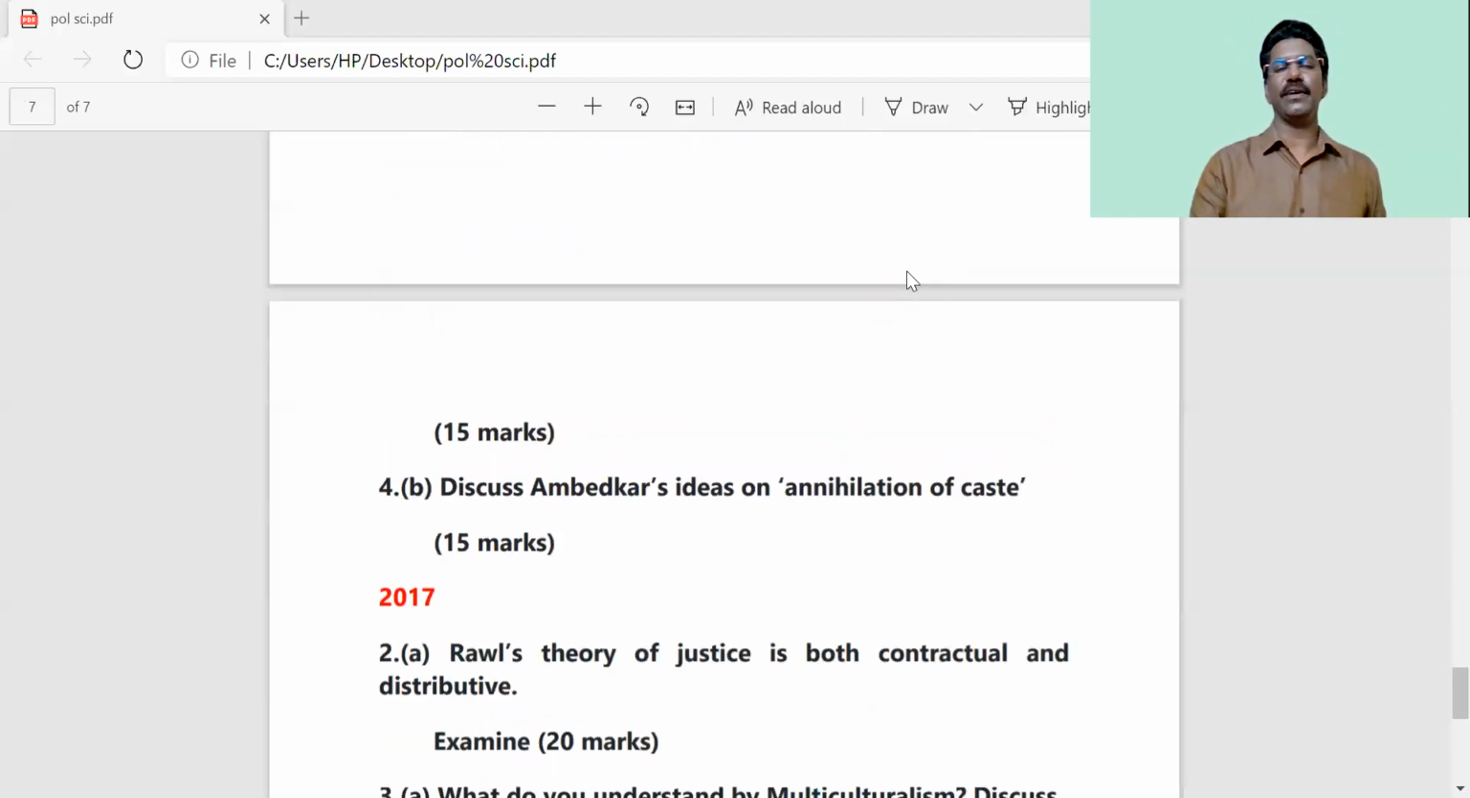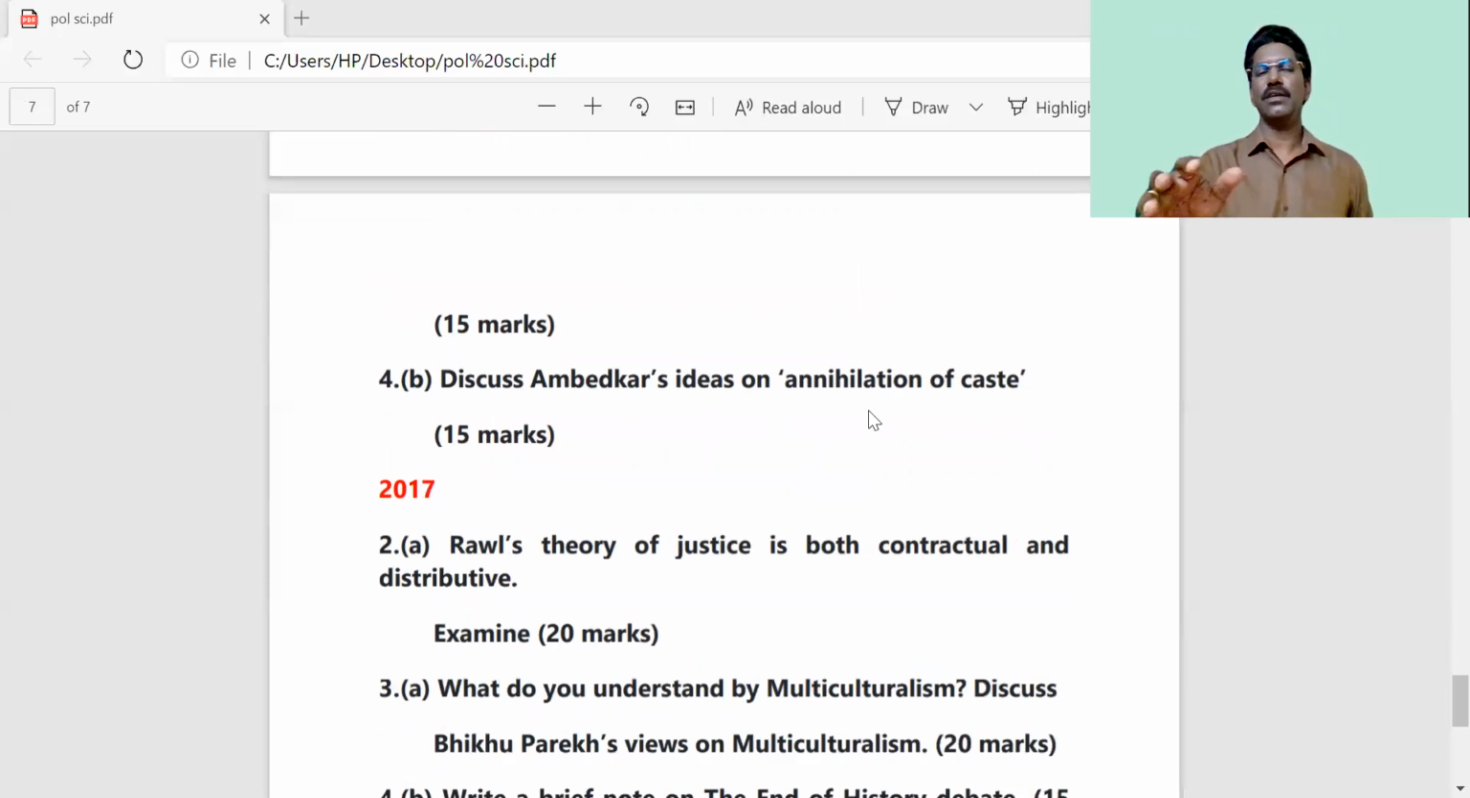Then I am going further. Fourth B, Dr. Ambedkar, ideas of annihilation of caste. Why? What about Ambedkar? Because the 125th year celebration got over, and once the 126th started, immediately one year later UPSC asked this question in 2018. I am discussing only section A, not section B and paper 2. Only paper 1 section A.